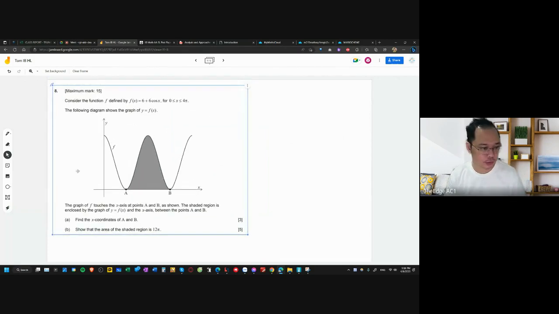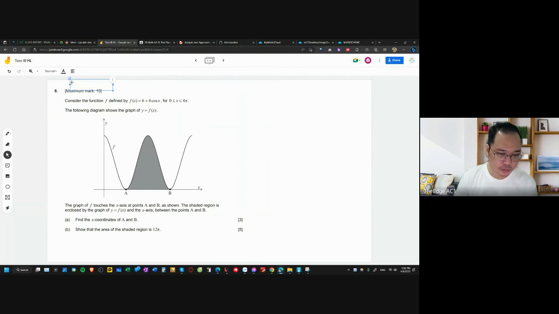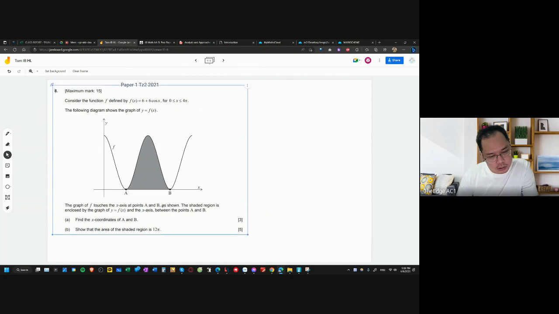Paper 1. Consider the function f defined by that formula, 6 plus 6 cosine x, where the value of x is from 0 to 4 pi. 2021. The following is the graph of f of x. The graph of f touches the x-axis at the points A and B as shown. We've done this question, right? Yeah, I think we did this before. We've done it, so skip it.